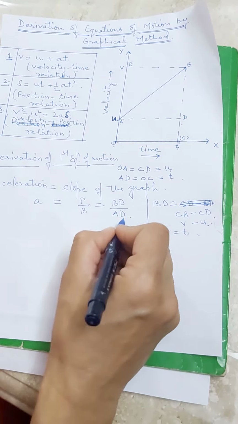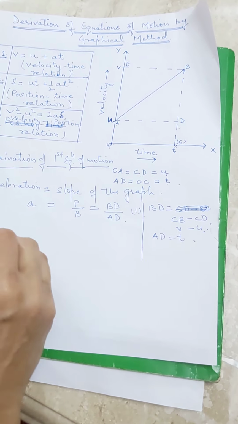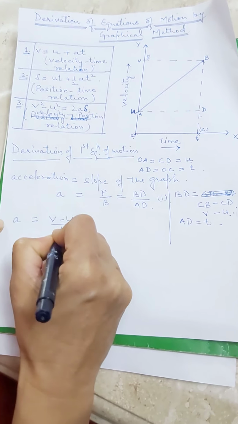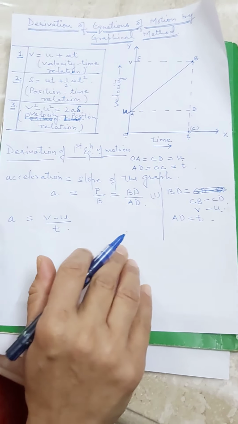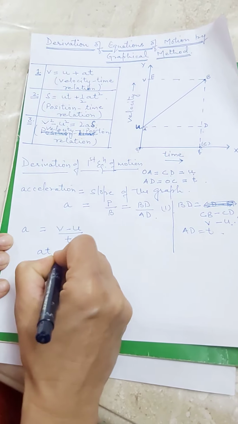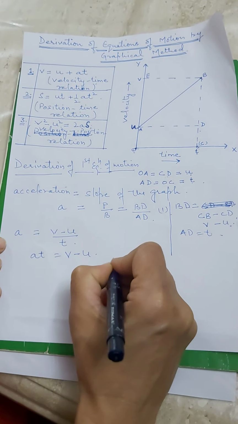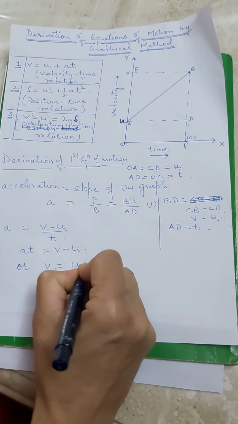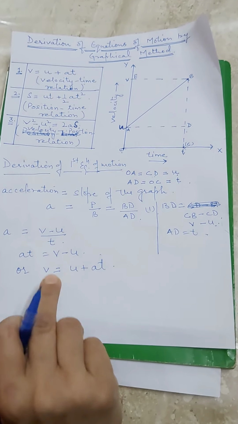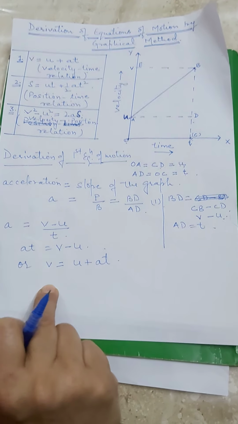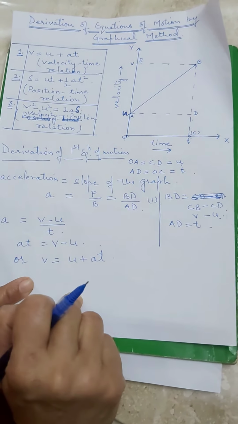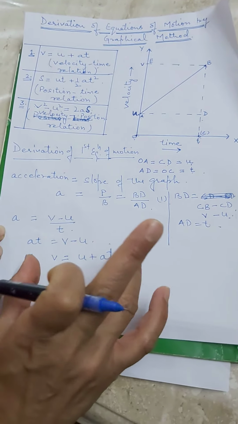Putting the values of BD and AD in equation 1, acceleration is equal to V minus U by T. Taking T this side, cross multiplying, AT is equal to V minus U, or you can say V is equal to U plus AT. This is first equation of motion, that is velocity time relation. Now we will use this equation in derivation of next two equations. So you have to learn all these equations.